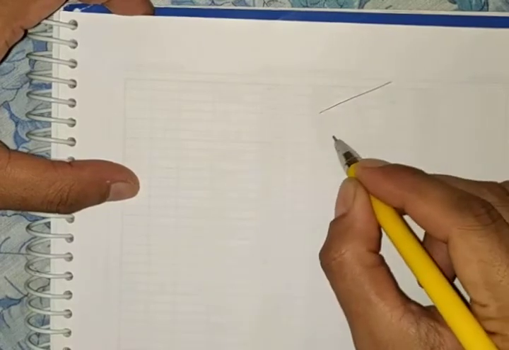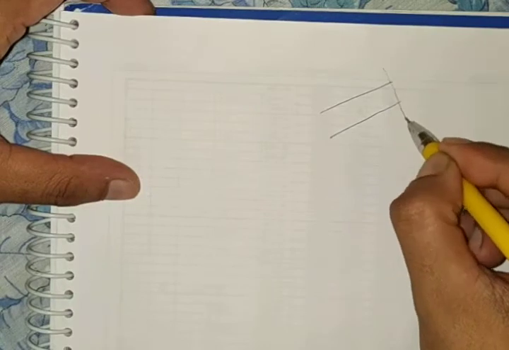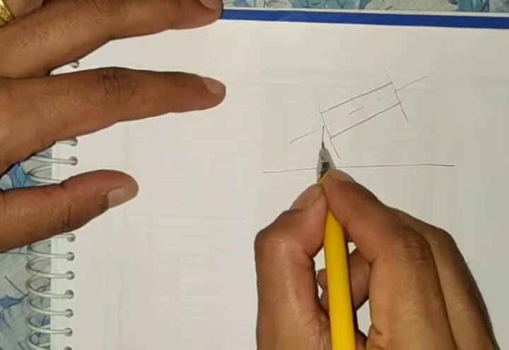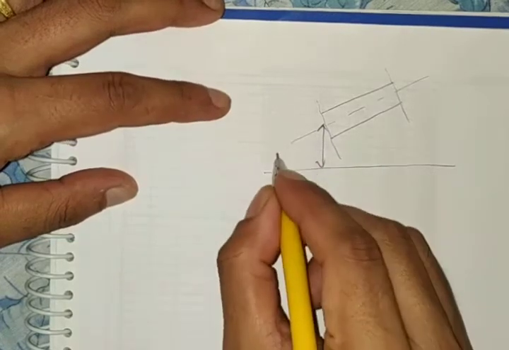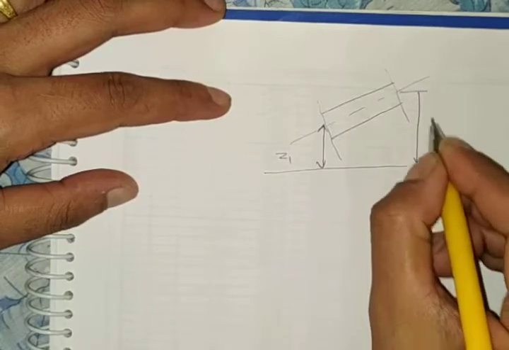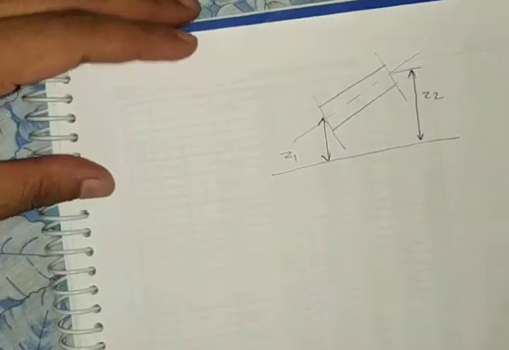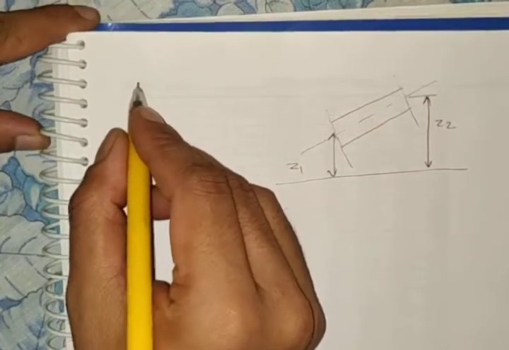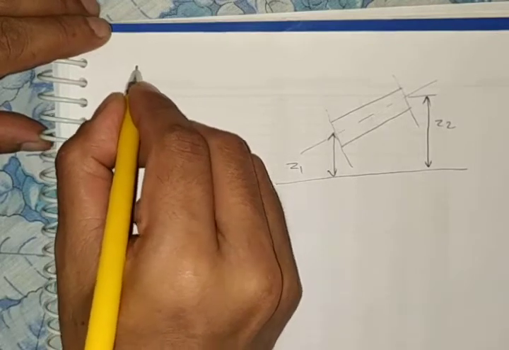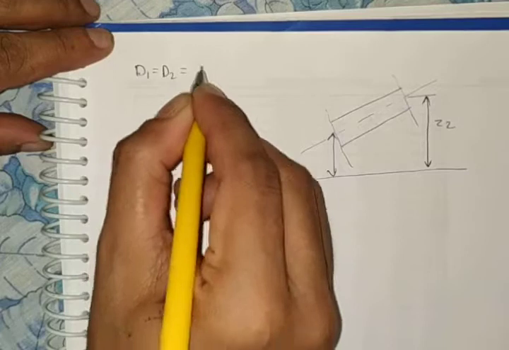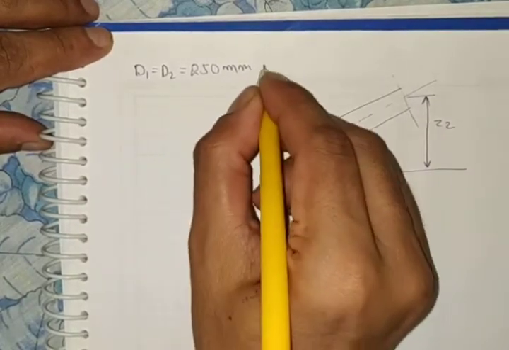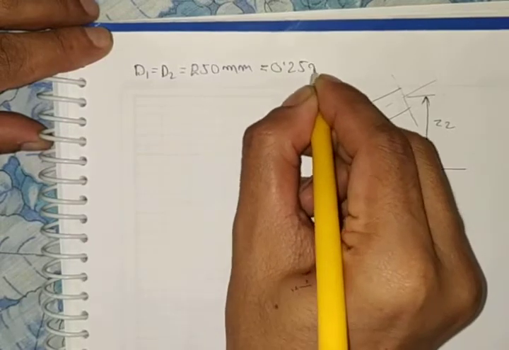So in this particular problem, the pipe is uniform in nature. This is your center line, this is suppose datum, this distance which is already given is z1, this is suppose your z2. So for this particular problem, the given data are your diameter d1 is equal to d2, which is 250 mm, which is equal to 0.25 meter.